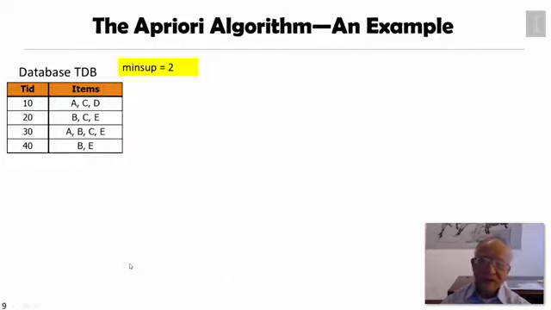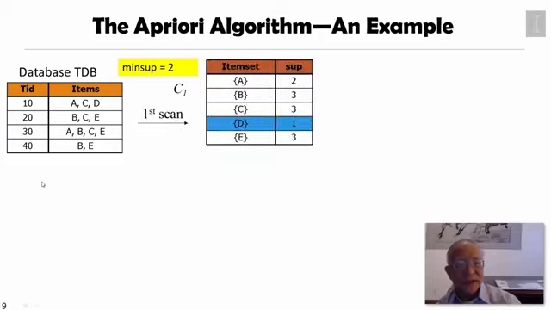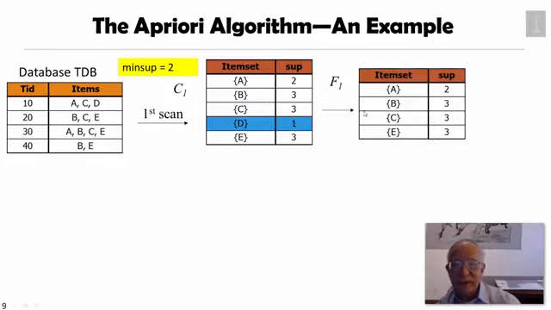Let's look at the concrete example. You look at this transaction database. It contains only 4 transactions. In the first scan, you try to find the support for every single item. Then we find D, the support is only 1, so it's not frequent, so we just remove it. We get the frequent 1 item sets and their support.